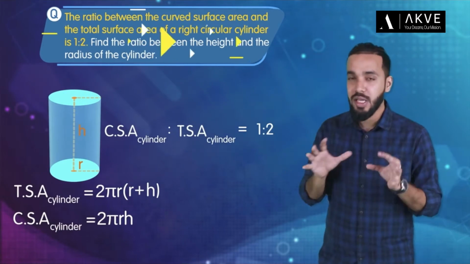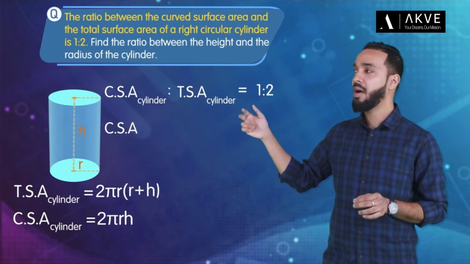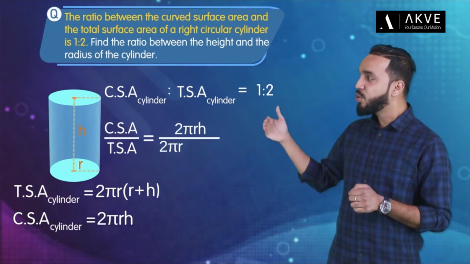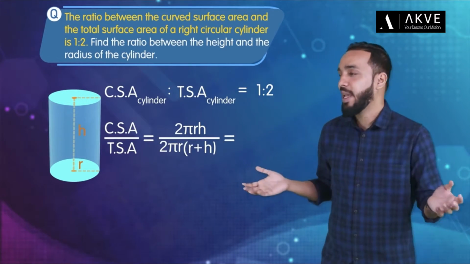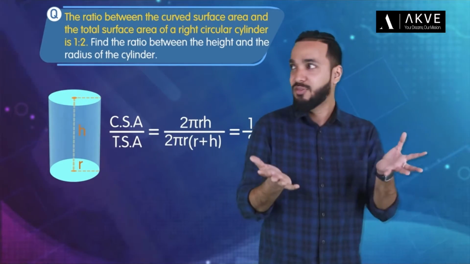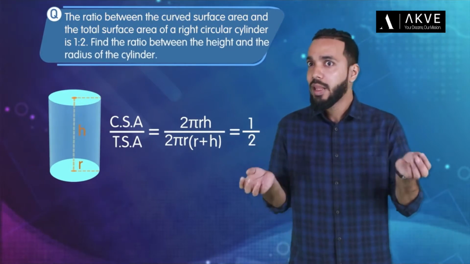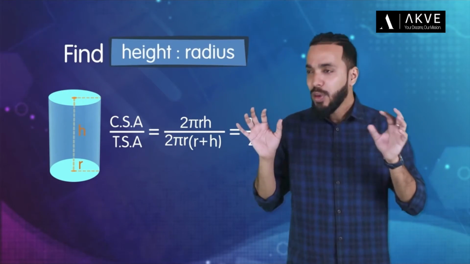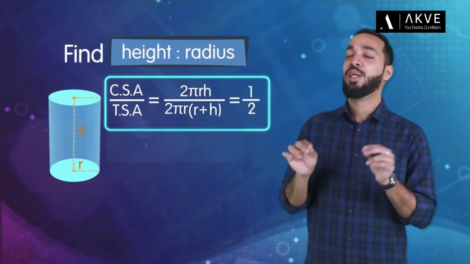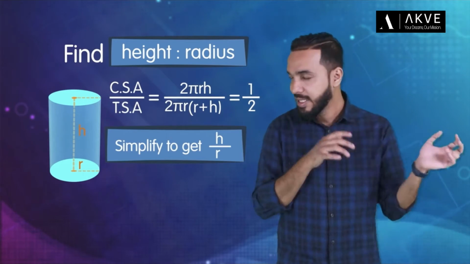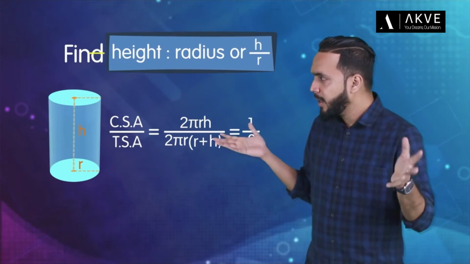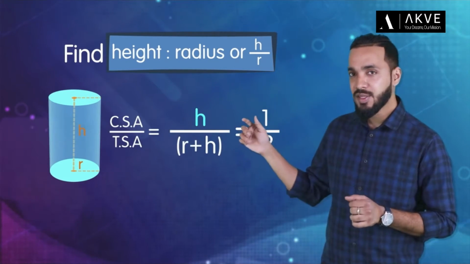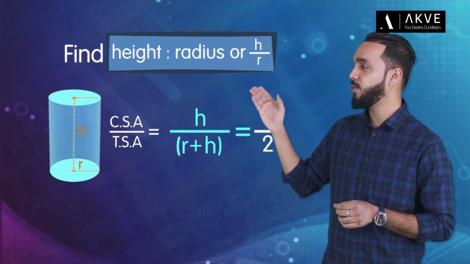So now, as per the question, curved surface area by total surface area, or 2 pi r h by 2 pi r into r plus h, is equal to 1/2. So far, so good. Now, all that's left to do is find the ratio between the height and the radius, and for that, we just need to simplify this equation to get h by r. So let's see how we can do that. 2 pi r obviously gets divided, and so we have h by r plus h is equal to 1/2.